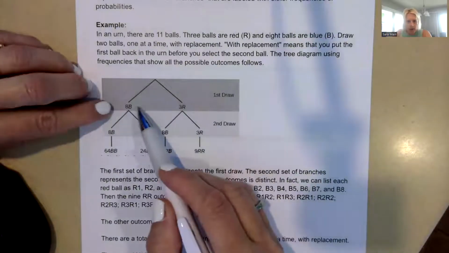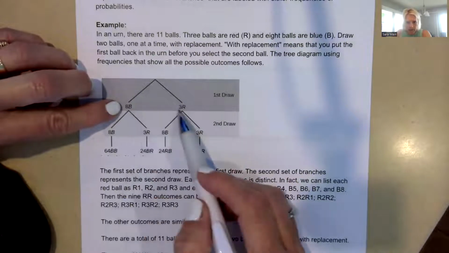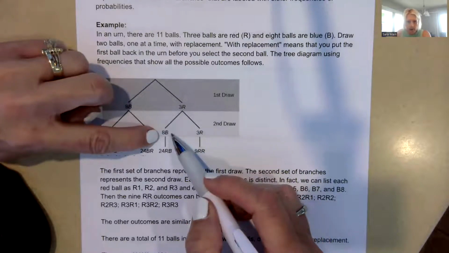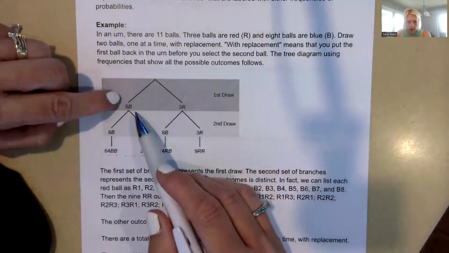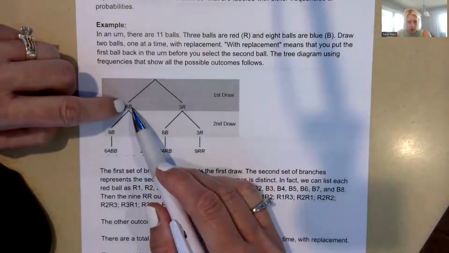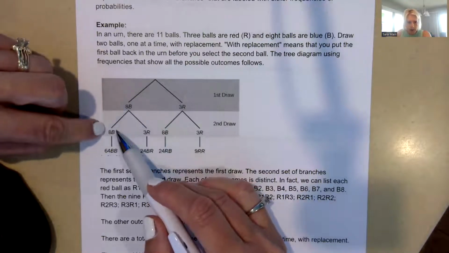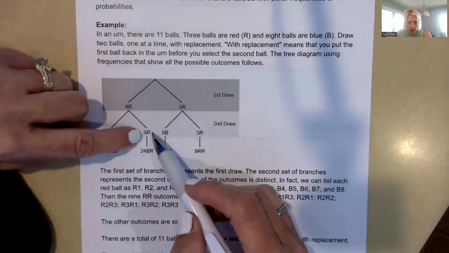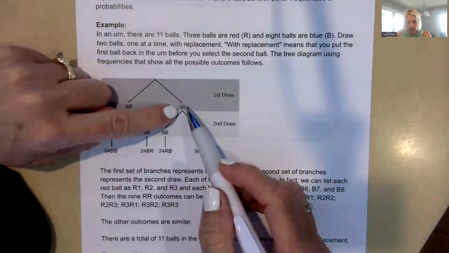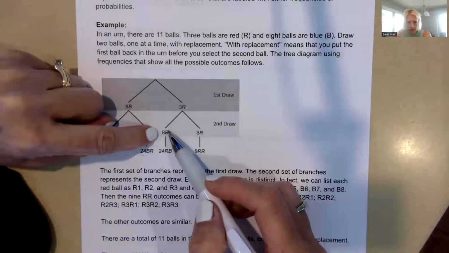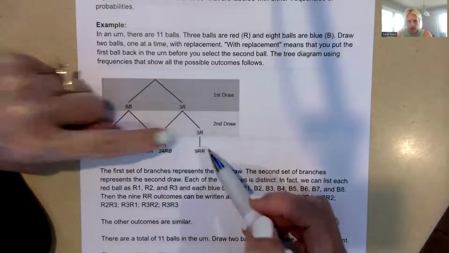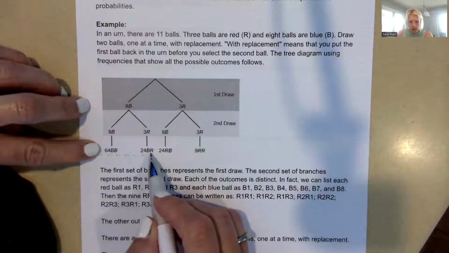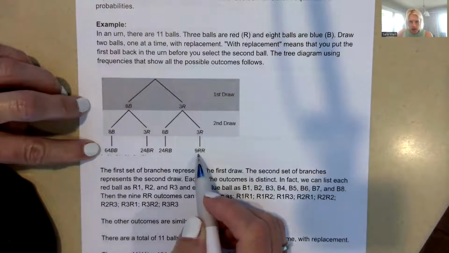On the first draw, I could get 8 blue balls or 3 red. And on the second draw, I could still get 8 blue balls and 3 red. You can see what would happen if I drew a blue ball on the first and a blue ball on the second, or a blue ball on the first and a red on the second. And over here is if I drew a red ball on the first and a blue on the second, or a red on the first and a red on the second. So the 4 possible outcomes are blue, blue, blue, red, red, blue, and red, red.